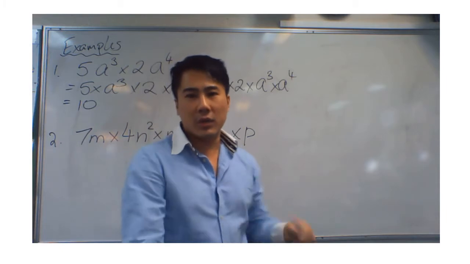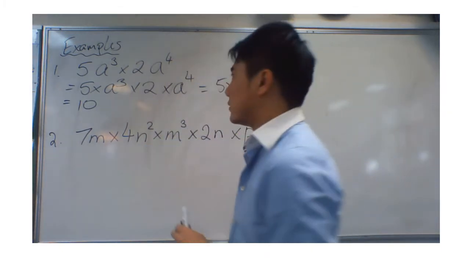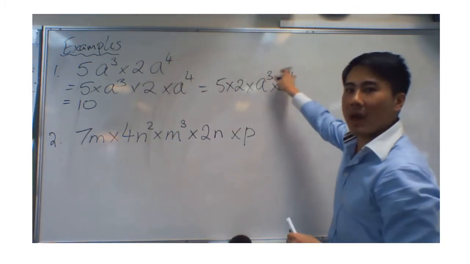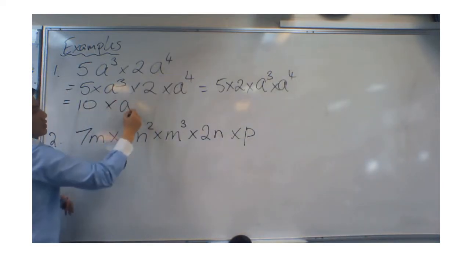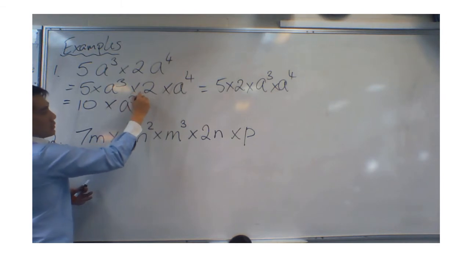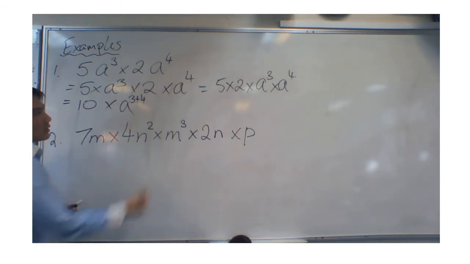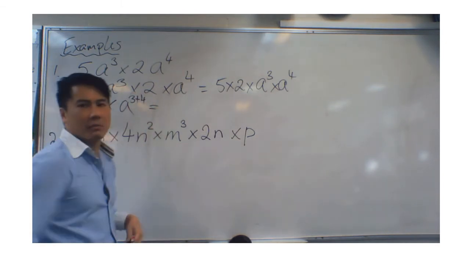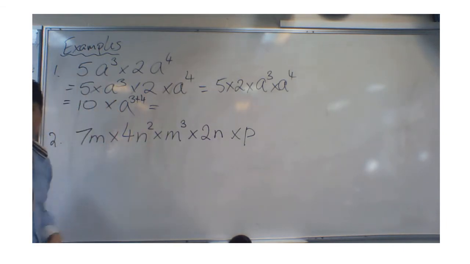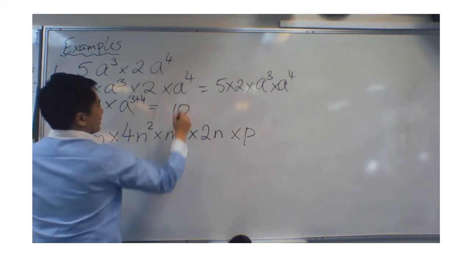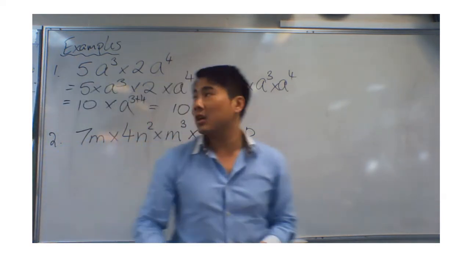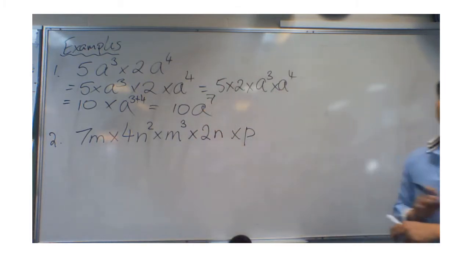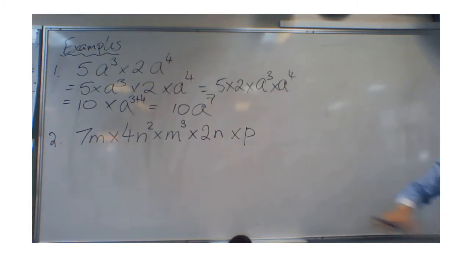Which index law do we use? The first one, right? Same base, you add the powers. So it becomes 10 times a to the power 3 plus 4, right? Which we can simplify a bit more. I don't want to write that much. I don't need to write this multiply sign. 10a, 3 plus 4 is 7. So your answer should be 10a to the power of 7. Let's look at the second one.